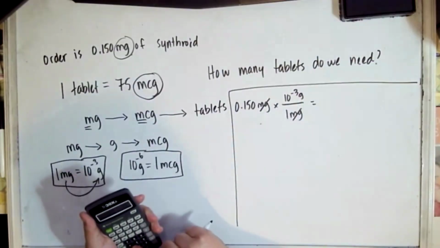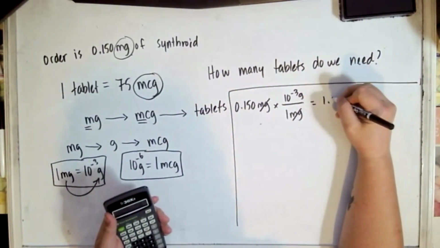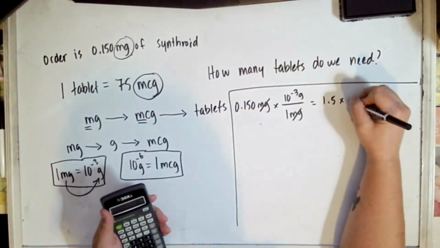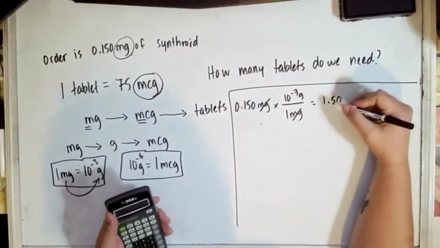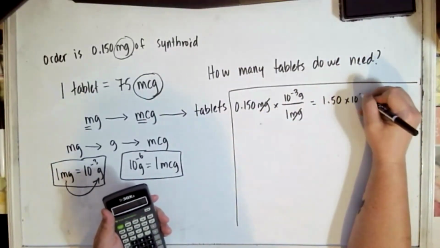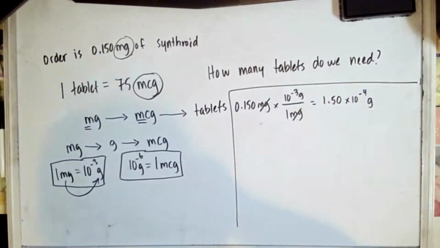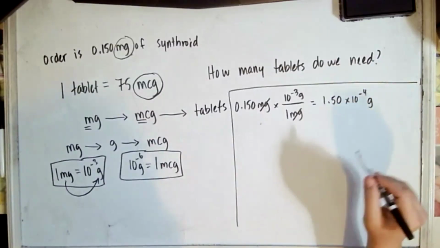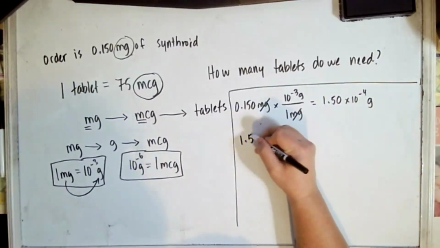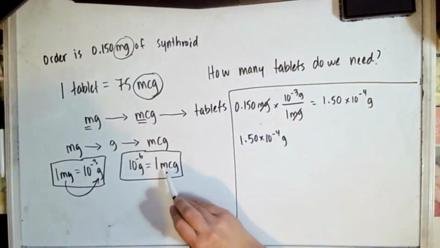So if I put this in my calculator, I'm going to get 1.5. It says 3 sig figs, so we'll keep 3 sig figs here. 1.50 times 10 to the -4 grams. Okay. And then we're going to take our grams and we're going to turn it into micrograms.